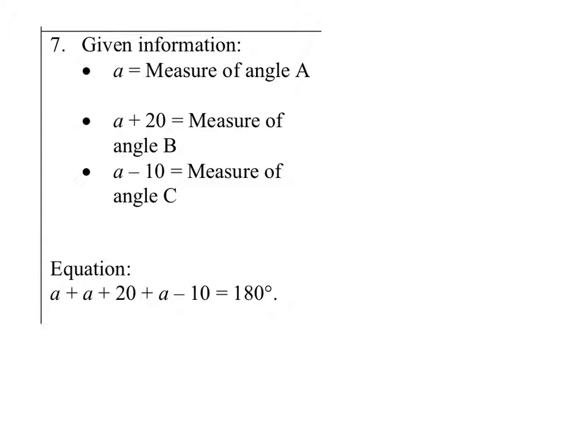A is the measure of angle A. Then we got A plus 20 is the measure of angle B. And A minus 10 is the measure of angle C. So in these, we got 3 sentences just right there. But then we also have the equation, which will require a fourth sentence for us to write. Of course, we like writing those sentences, so hopefully it's not too bad.